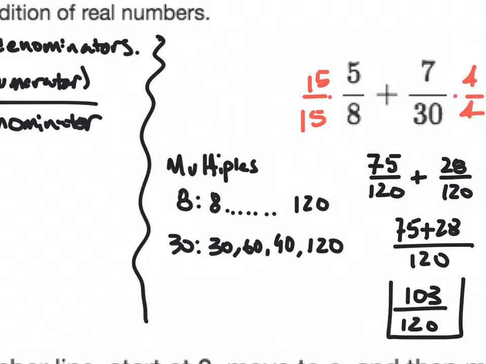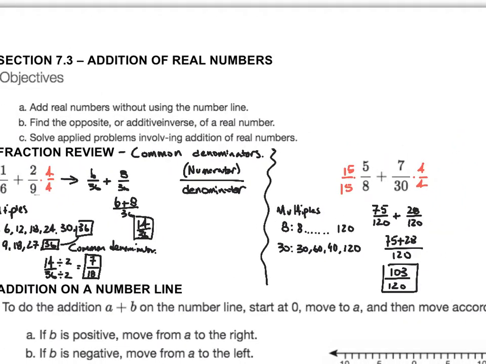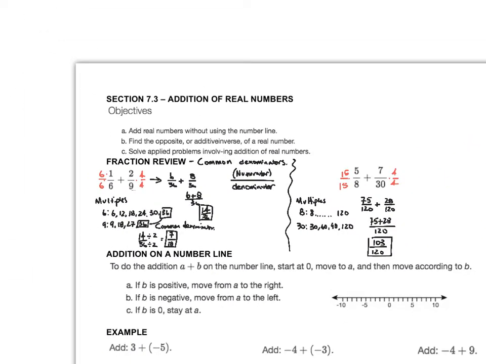Now, these numbers here, I don't think I can divide. There's no common number that divides those. So we leave it like that. There's no common number that can divide into 103 and also divide into 120, so we just leave our answer like that. And that's how we add fractions. I just want to make sure that we understand the concept of a common denominator. These questions are kind of tricky, with a lot of steps, but that's that.